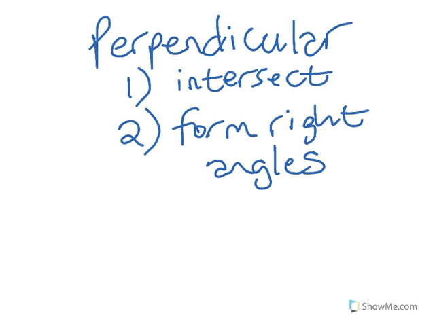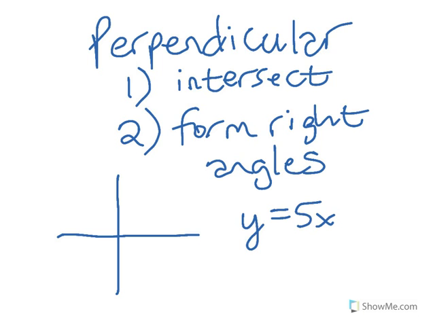Let's get a picture of what this might look like. Let's say we have a line whose equation is y equals 5x plus 1. Okay? It's going to be a very steep line that has a y-intercept of 1. Something like that. What would a perpendicular line to that look like? Well, it's got to come in and intersect with it at a right angle. It might look something like that.